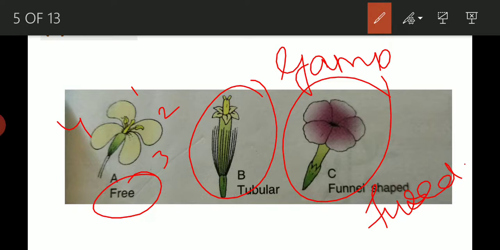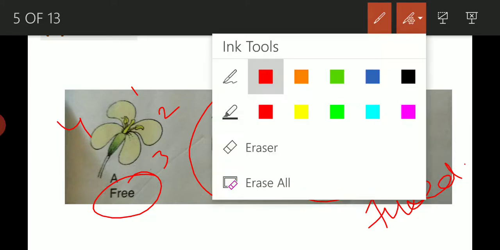So petals, just similar to sepals, can be free or they can be united. That is polypetalous or gamopetalous.